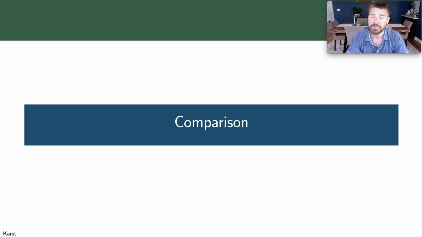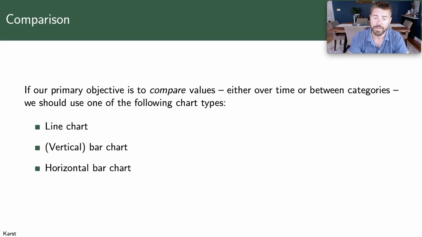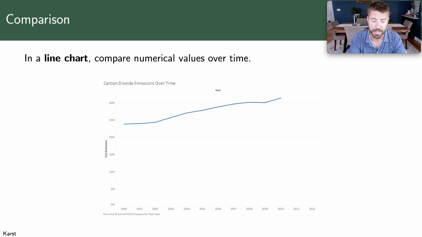Charts that show comparisons come in two main flavors. We have line charts, which compare values over time, and we have bar charts, whether that's vertical or horizontal, or circle charts, which we'll talk about, or various sortings. But regardless, all of these bar charts will show to compare values between categories. So line charts over time, bar charts between categories.